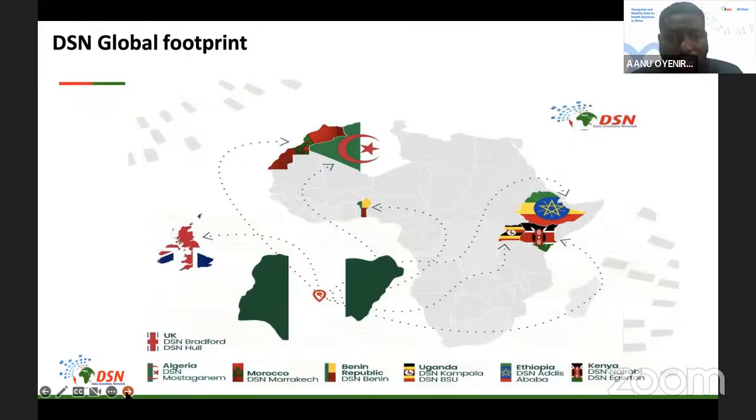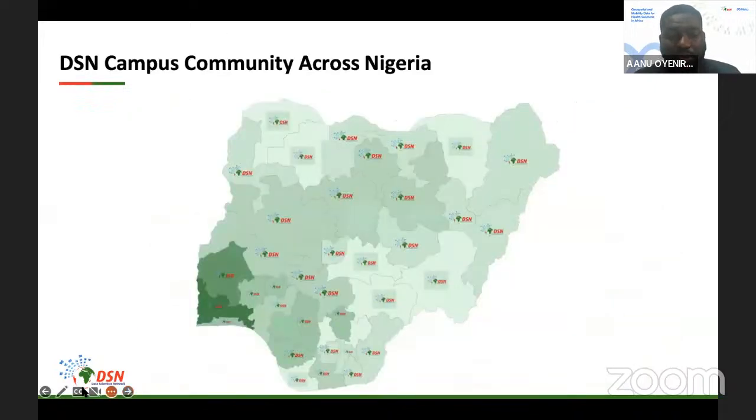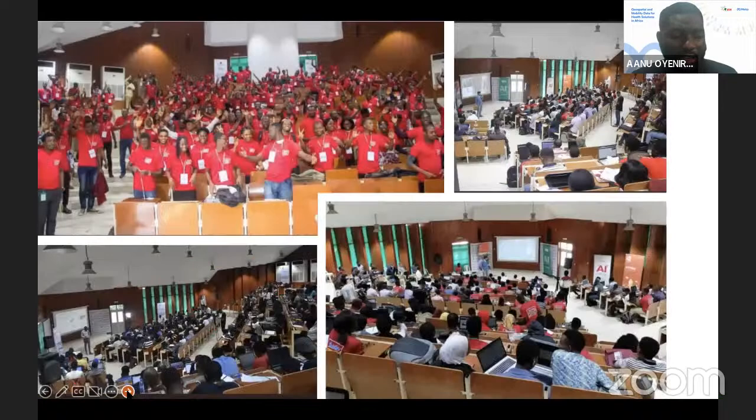Currently, this shows the distribution of DSN across the globe, with our footprint represented here. We also have a campus community across all the states in the country. We are proud to be the largest community holder in the country, and we believe this will help drive our vision of raising 1 million AI talent.